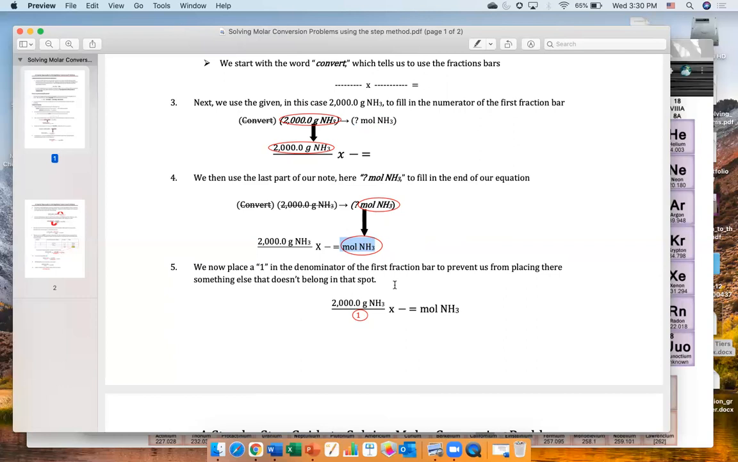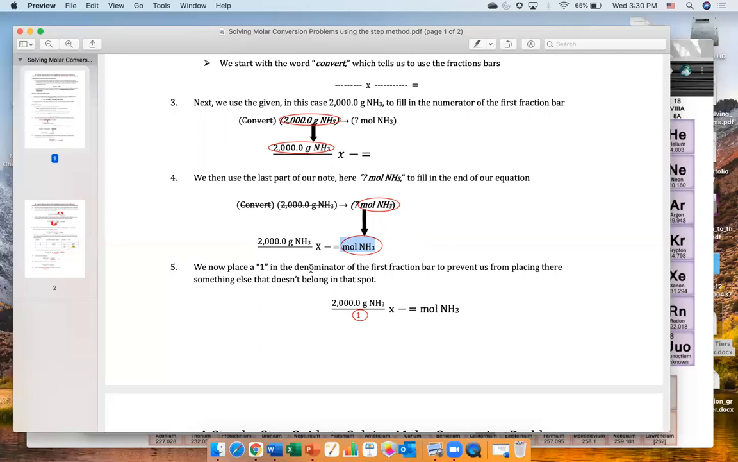So now look what I have. Because I wrote this note down, I have a beginning of an equation and I have an end of an equation. I'm really starting to build out this equation without me trying to guess at what goes where. So we can now go on to step 5.